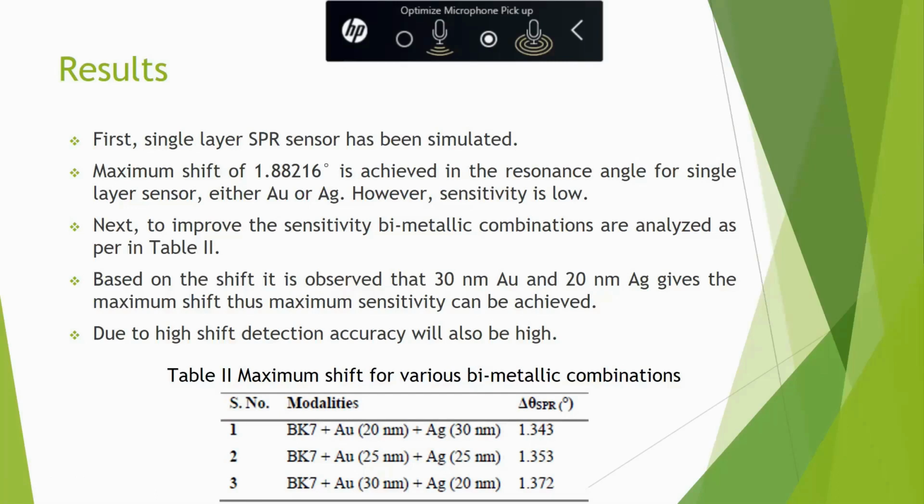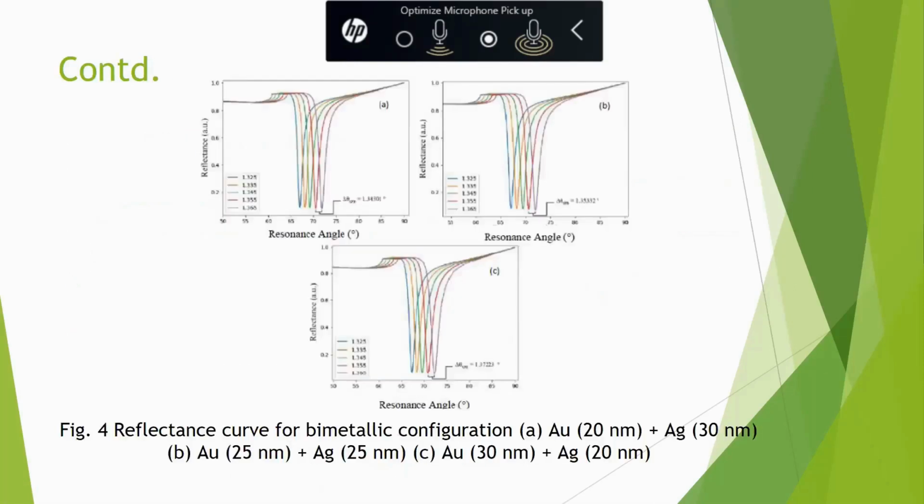So from this we took the third one, where we are using the prism with a 30 nanometer thin gold layer and a 20 nanometer thin silver layer, with a shift in angle of 1.372. That is the maximum shift we got from the bimetallic sensor. And these results we got for 3 different combinations, which I already showed you.